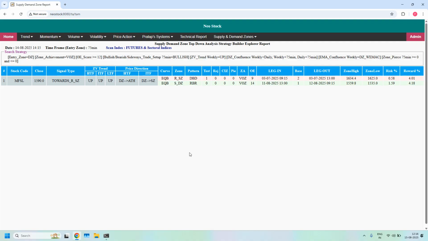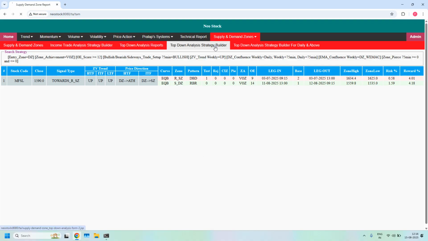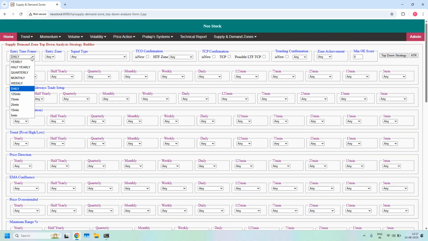Okay, this is about bullish trade setup for weekly income trade. Next, I will generate bearish trade setup for weekly income trade. Entry time frame 75 minutes, entry zone supply zone, bullish or bearish at 75 minutes. I am selecting bearish. Zone achievement violated opposing zone. Minimum odd enhancer score 12.